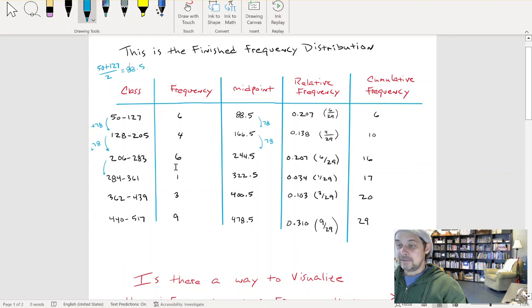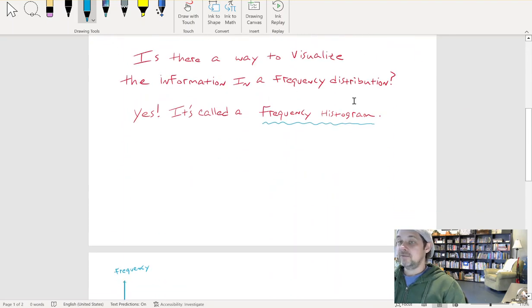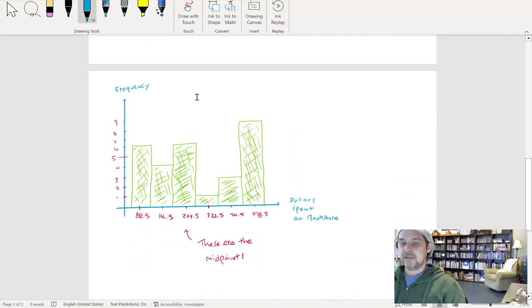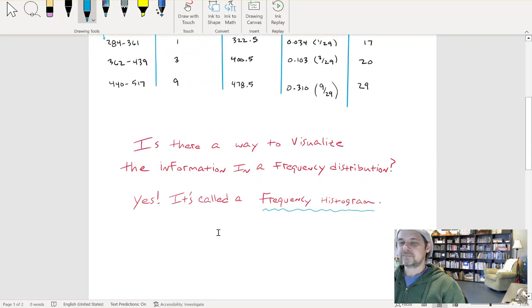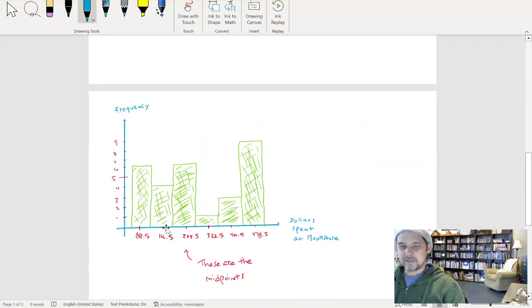I can take these numbers, and if you want to visualize it, people like to visualize things, I can draw a bar graph like this, okay? Frequency here, I counted up to 9. I accommodated every single one of these numbers, okay? The midpoints are on there because it's easier to fit the midpoints than it is each beginning and end of the class and so on.